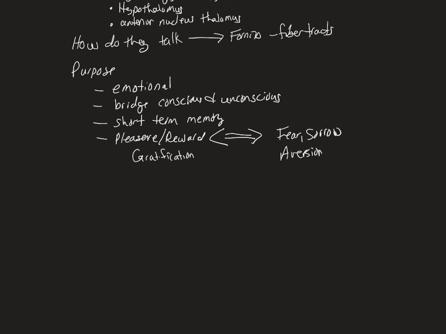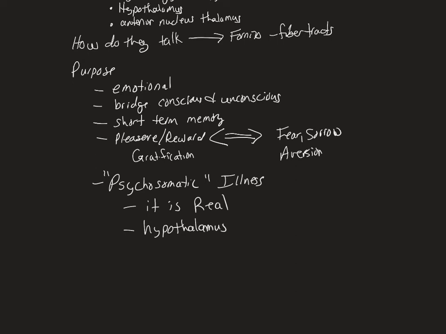What's interesting about the limbic system is that it is really the source of what used to be called, or disparagingly called, psychosomatic illness. It is real. It is not fake illness. Even though back in the 70s and 80s, it was taught as it's all in your mind and it's not real and you can make it go away. It's actually not that simple. And that is because of the hypothalamus and the fact that the hypothalamus is not only the heart of the limbic and emotional system, it is also the heart of the autonomic nervous system. ANS, autonomic nervous system.